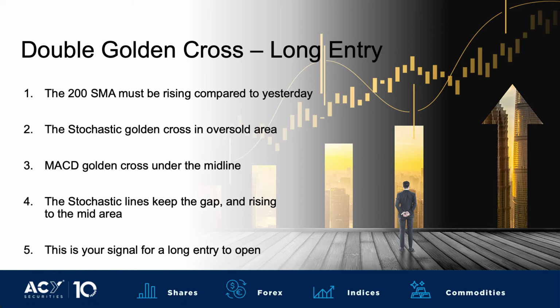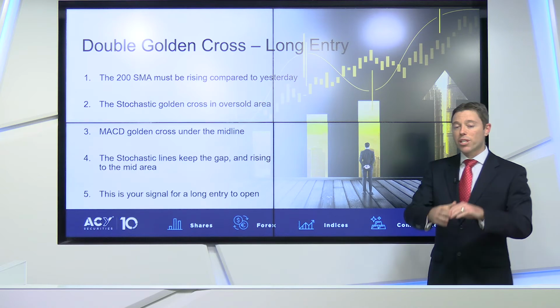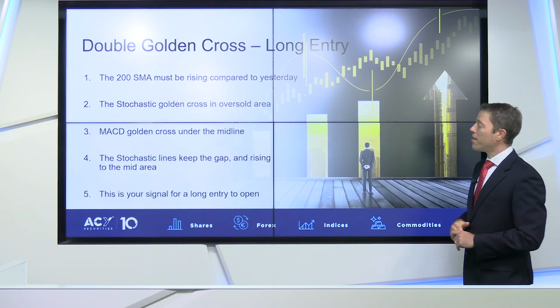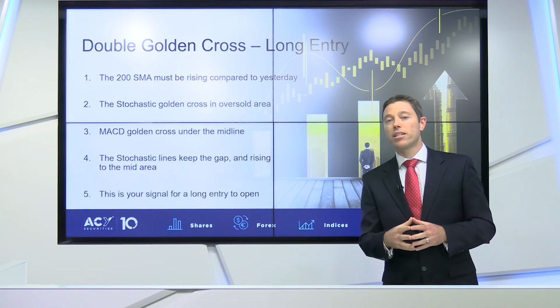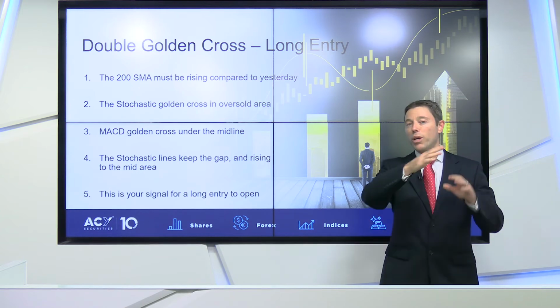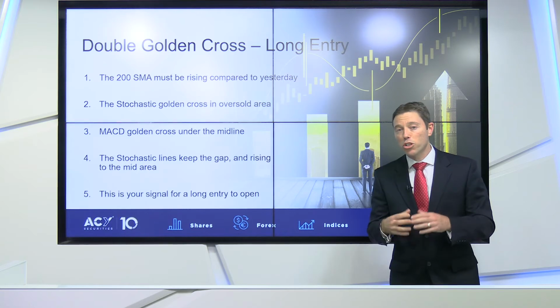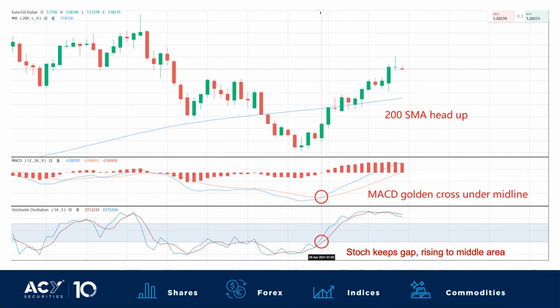We are looking for the stochastic cross to appear in the oversold area. Once again, 200 period moving average rising, the stochastic is in the oversold area and it's looking to turn. And then we're looking for the MACD golden cross, which is coming from under the midline and starting to track up to the midline. And the stochastic lines must keep the gap, which we'll have a look at in an example, and rising toward the midline as well. So essentially for those swing traders, uptrend, but the market has pulled back and we're now starting to see it turn the other way, but we're trying to avoid some of those areas that are quite choppy. So this is your signal for your long entry.